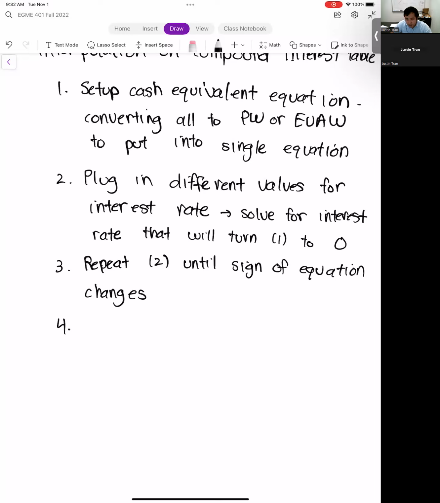And so the idea behind this process is that you choose two interest rates that are pretty close to each other. The interpolation doesn't work that well if you choose interest rates that are very far apart. Okay, so that's one thing to keep in mind. And so once you find the point where it does change signs, then step four, what you're going to do is interpolate between them.